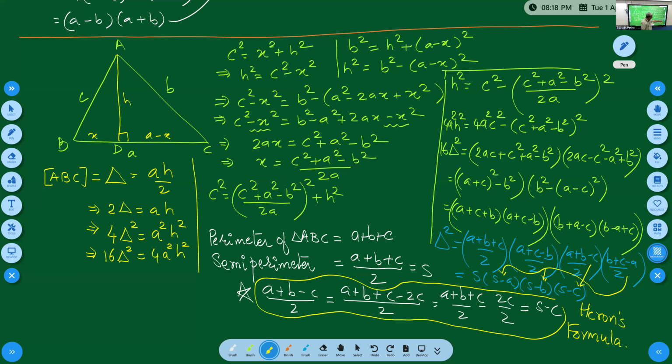So we have to write a plus b minus c by 2 as s minus c, and then suddenly if I write that, then there will be questions. Therefore, I have explained it here. Now this proof, Heron's formula is given to student directly. It is never taught with proof in any of the board syllabus.